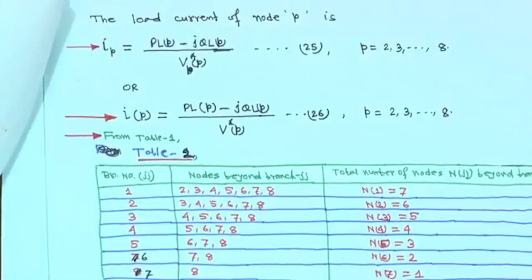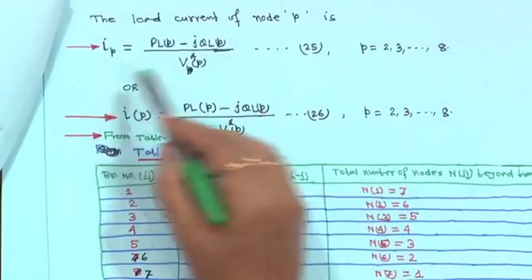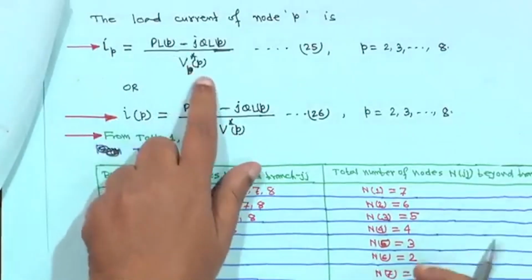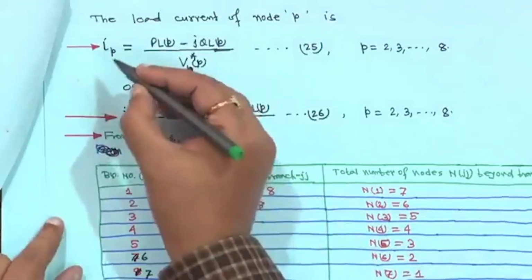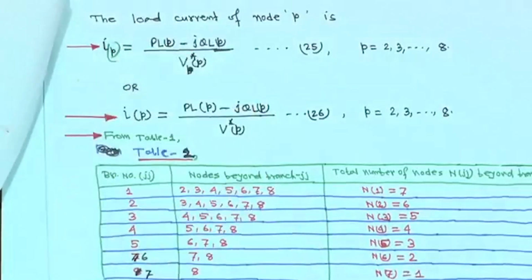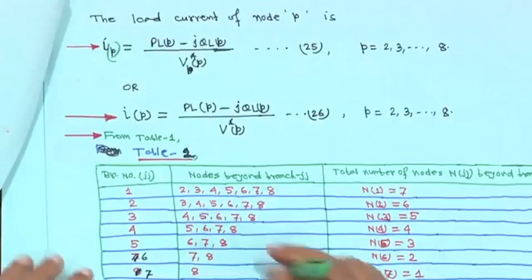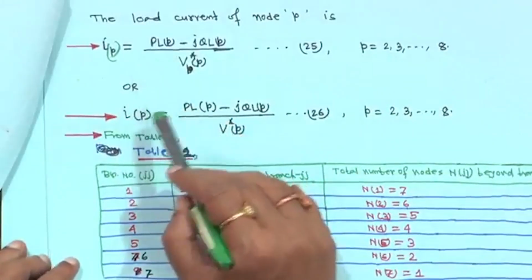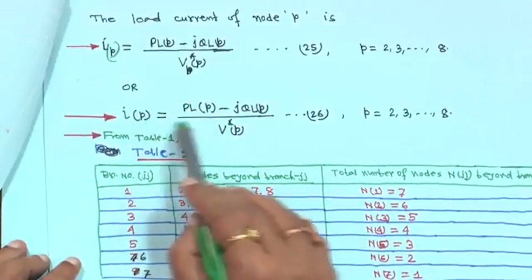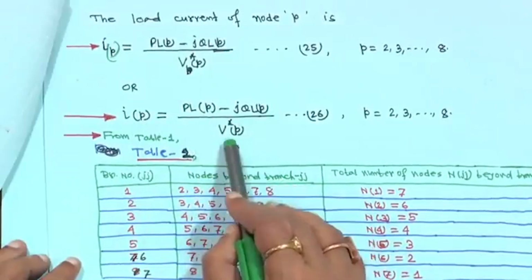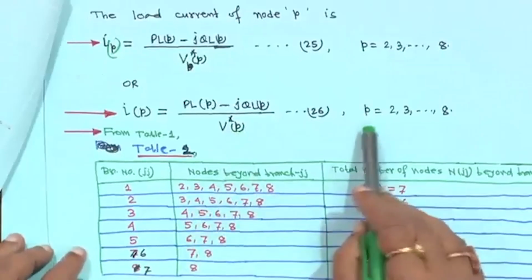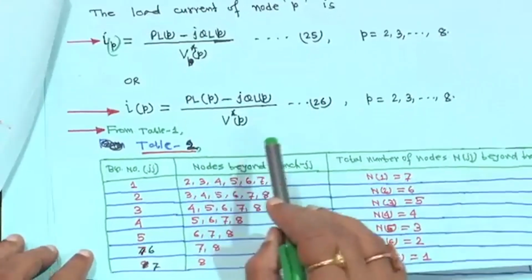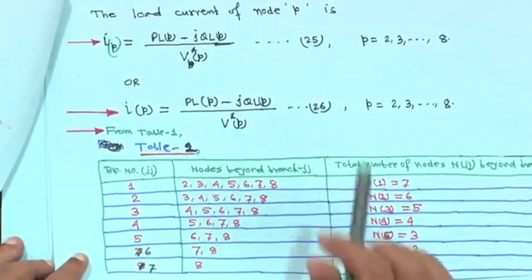Therefore, the load current of, say, node P can be written as IP equals PLP minus jQLP upon V conjugate P in bracket. If you want you can put it in bracket, no problem. In general, P is equal to 2, 3, 4, because currents are at nodes 2, 3, 4. So IP is equal to PLP minus jQLP upon V conjugate P, where P is equal to 2, 3, 4. If you put P equal to 2, you will get the I2 value. If P is equal to 3, you get I3, and the initial values are known, right.